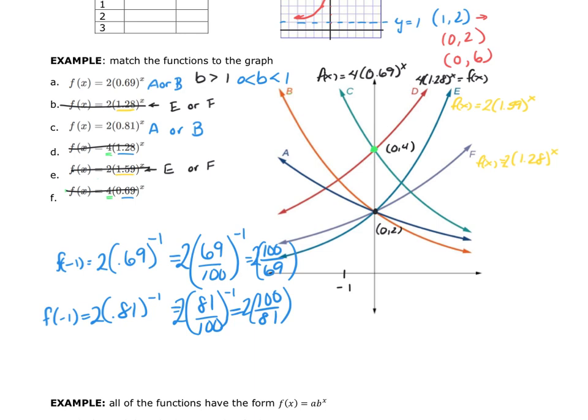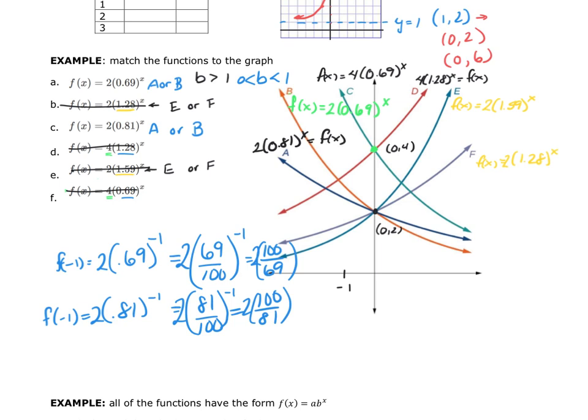That means that this b value must be f of x is equal to 2 times 0.69 raised to the x, must be that one. That means this lower one, a, must be 2 times 0.81 raised to the x.